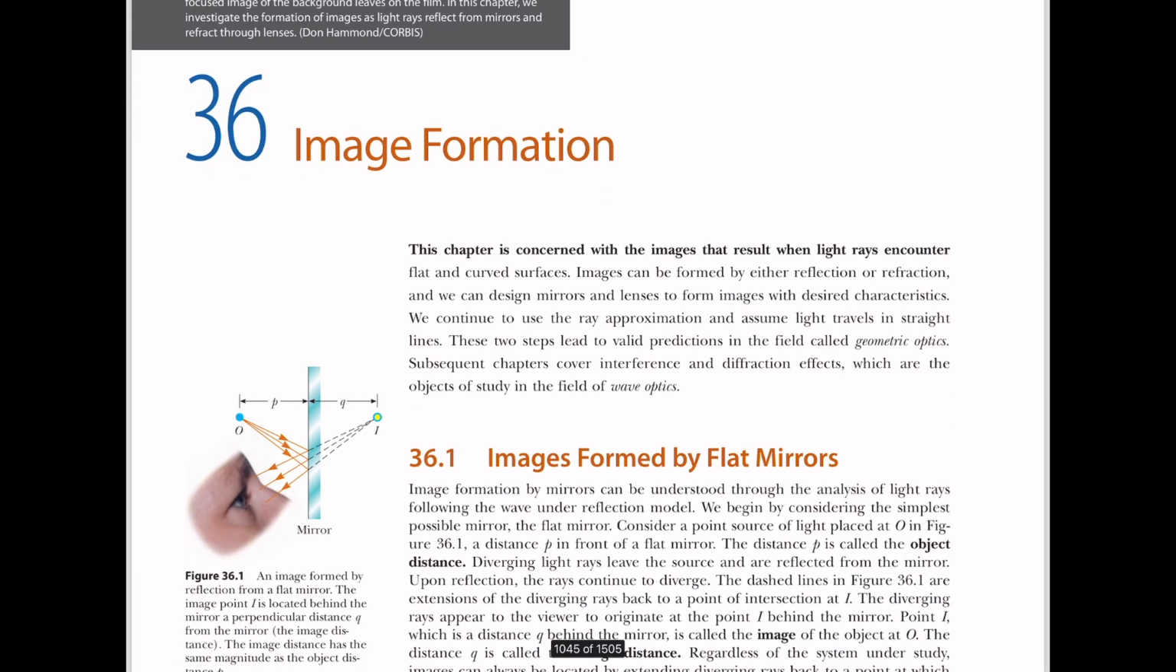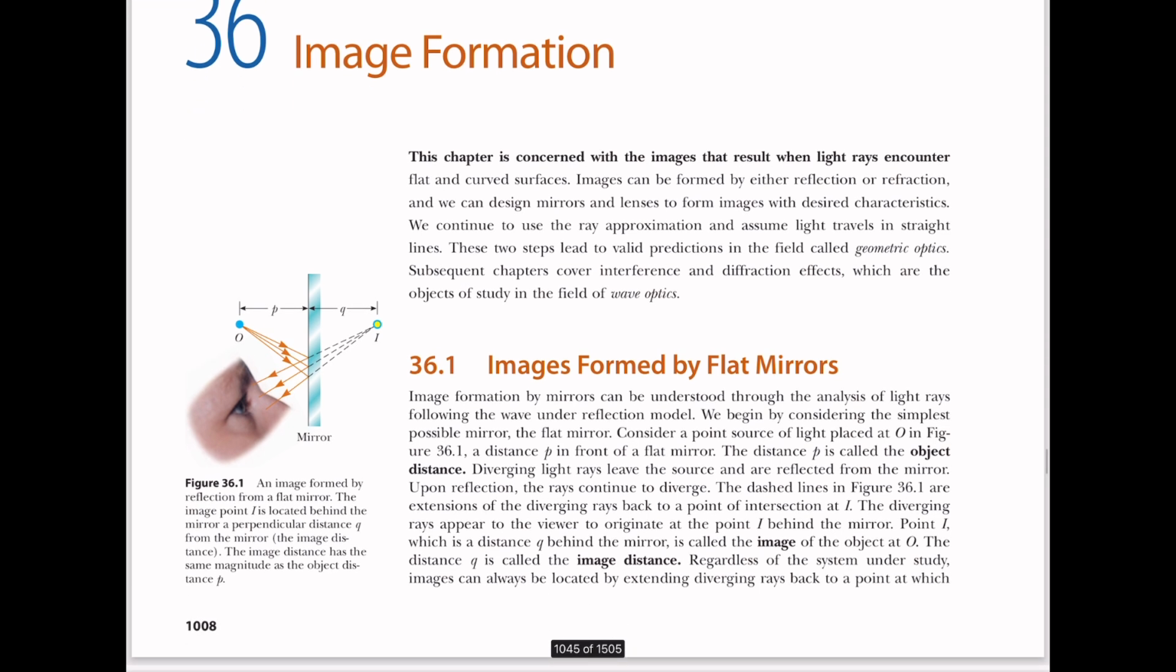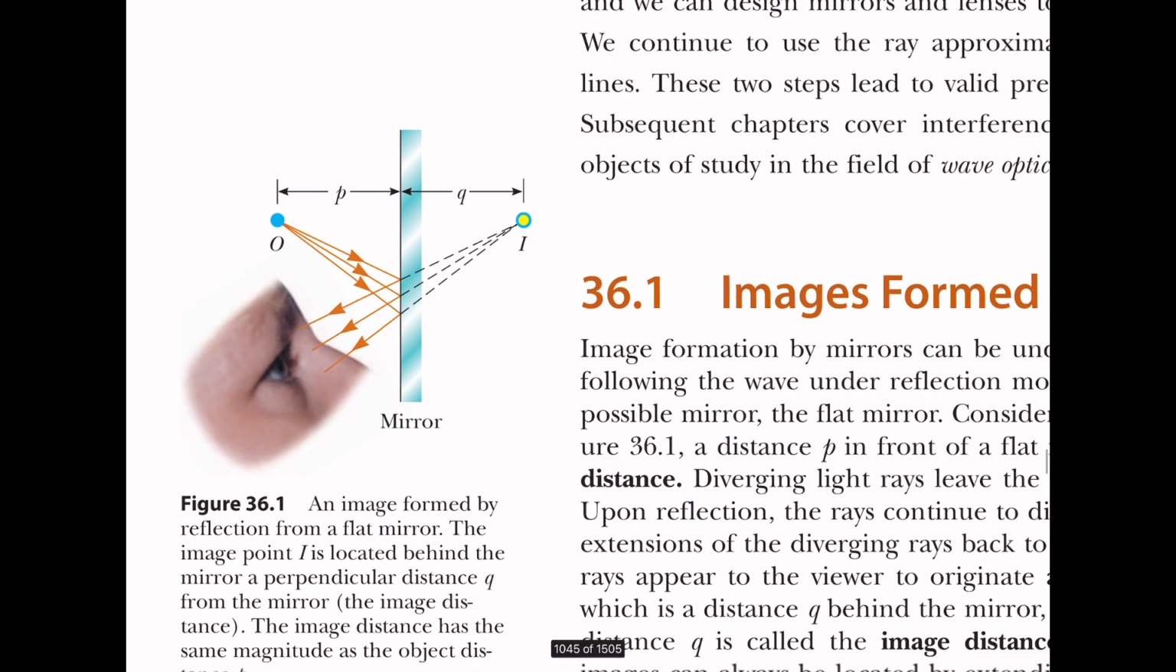This chapter is concerned with images that result when light rays encounter flat and curved surfaces. Images can be formed by either reflection or refraction and can design mirrors. Okay, cool. So I'm just going to take a look at first sentences of each paragraph. I'm going to look at images and just try to get a big view of what's happening here. So I can see this image over here looks pretty interesting.